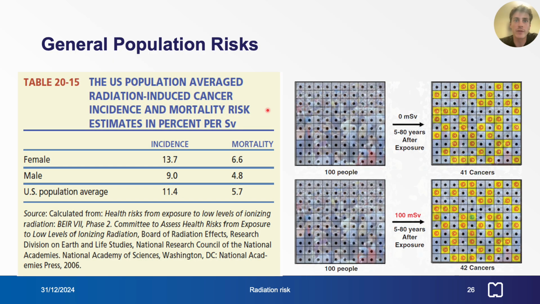The lifetime probability of developing cancer in the USA is about 41%. The US population average radiation-induced cancer incidence per sievert is 11.4%. So looking at the right, if 100 people each receive 100 millisievert, or 0.1 sievert, then the incidence would be about 1.14, or 1. So you can see that with those people receiving this dose, there would be one additional person developing radiation-induced cancer on average. Though it's important to note that there's no way of identifying which person has the additional cancer caused by radiation exposure, and if it occurred at all.